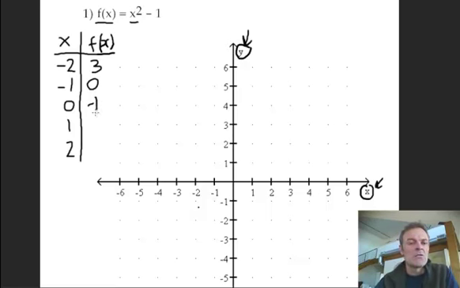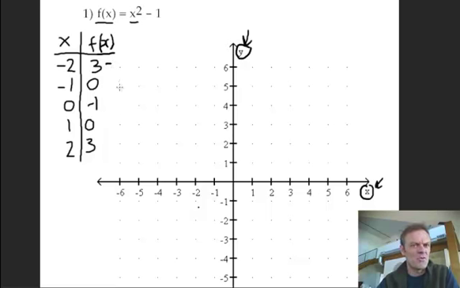Okay. Right, when x is positive 1, 1 squared is 1, take away 1, 0. You might see there's going to be a repeating pattern here, because it doesn't matter whether you square a positive or negative, you're going to get the same answer. And finally, 2 squared is 4, take away 1 is 3. Just like back up here. Okay. So we start to plot these.